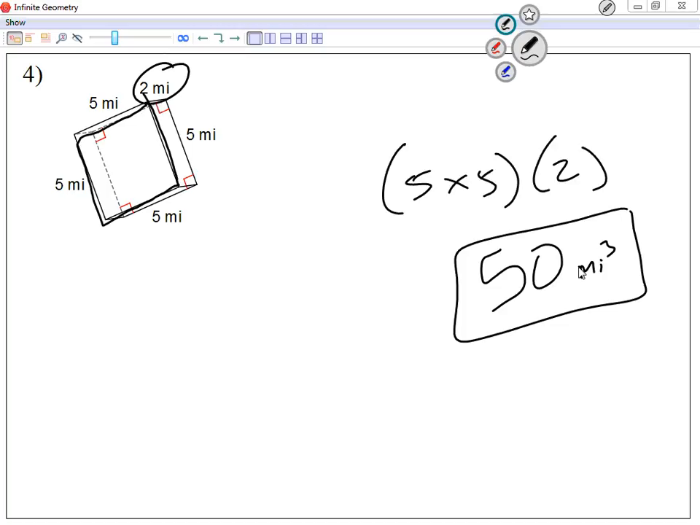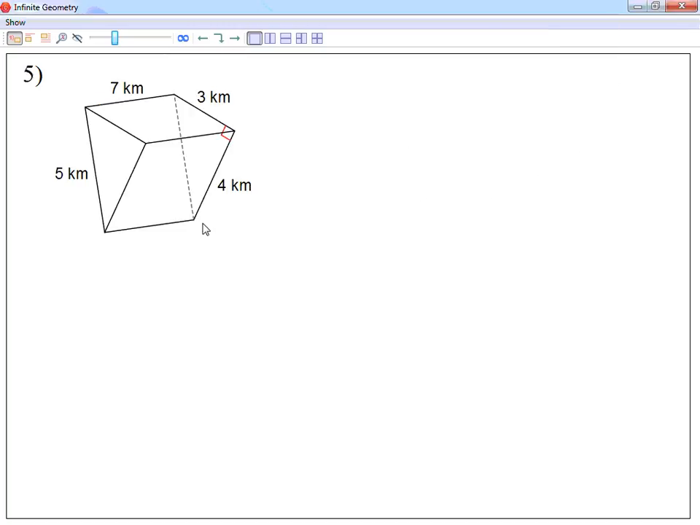But if you put the units, it's to the third. If you don't put units, I'll be okay with it. Yeah. Number 5? Sure. Looking at number 5, the base is a triangle. Remember, I should tell you guys, in a prism or cylinder, as soon as you see a shape that is not a rectangle, that's your base.